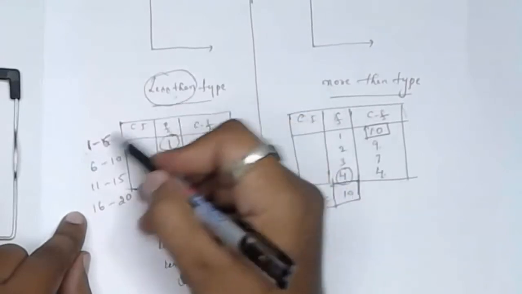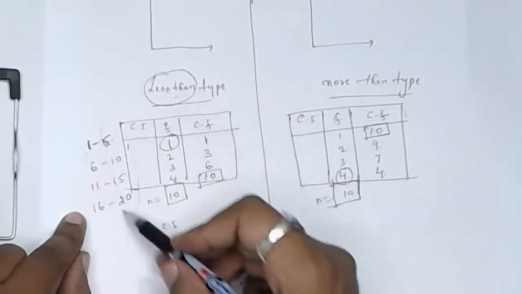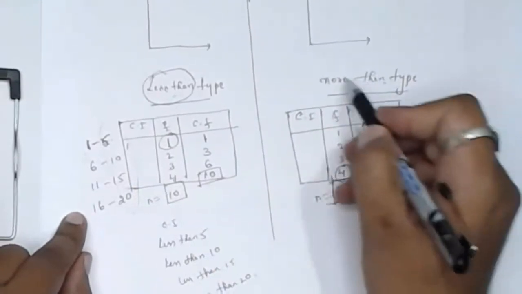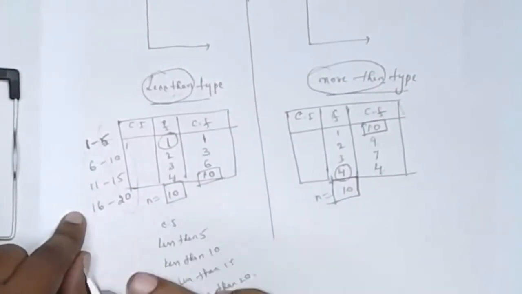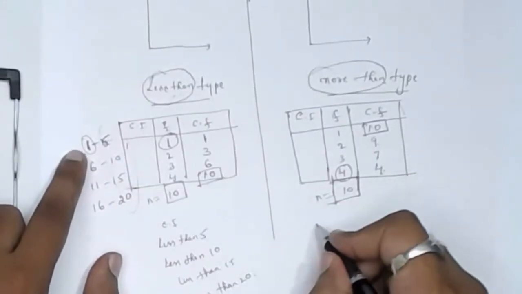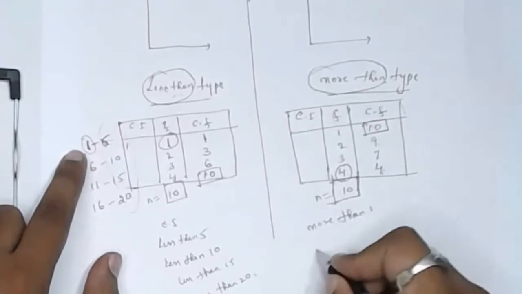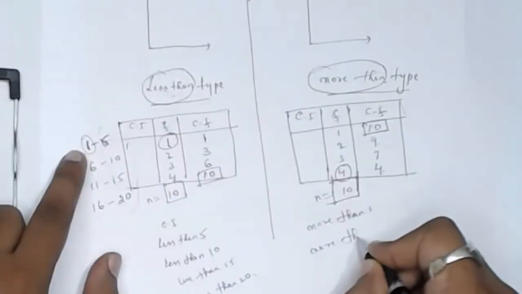If you are taking less than, we have to take the right side. If we take more than, see, the word itself represents more. More means higher. That means more than 1. Here we have to use the words more than 1. More than, are you getting, children?